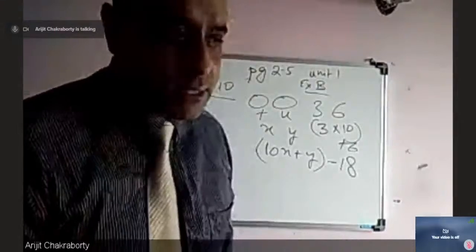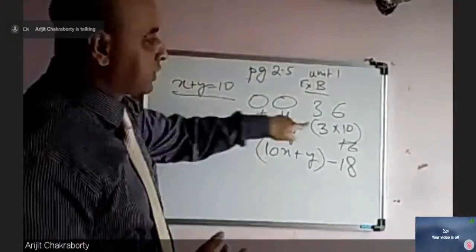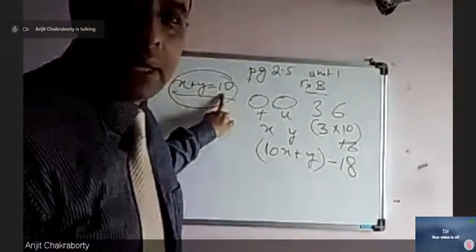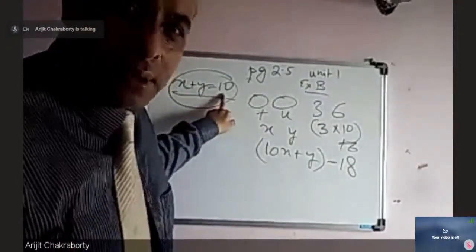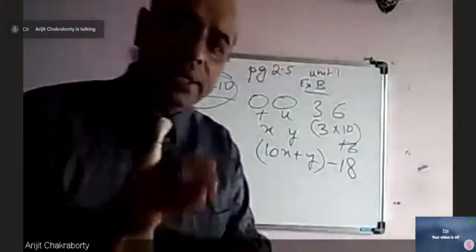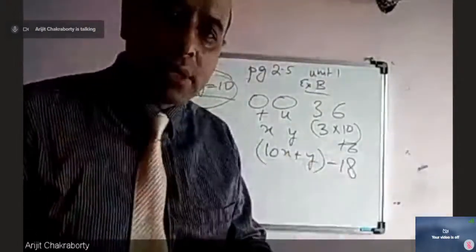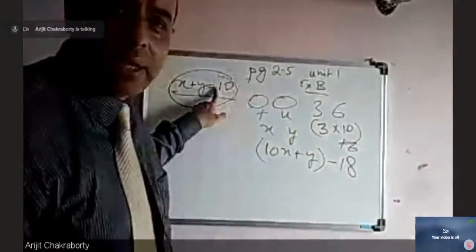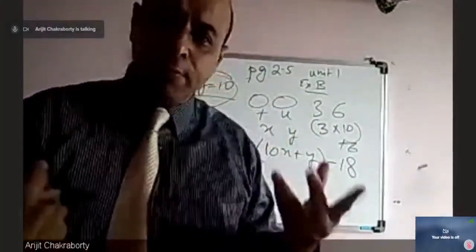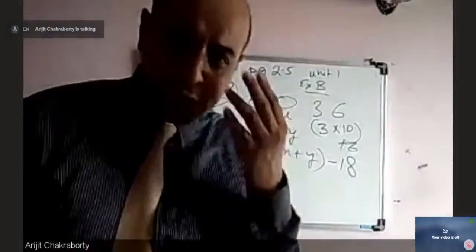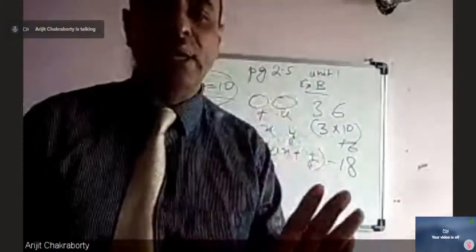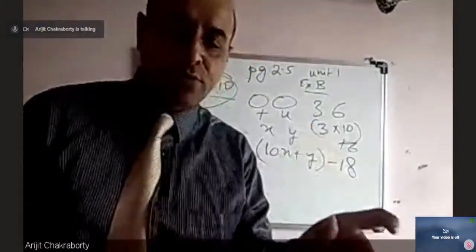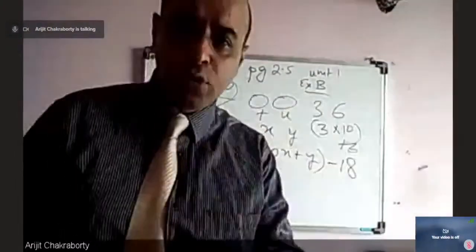That means the sum of the digits, already we know x plus y is 10. This is given. Now, if the digits are equal, what does that mean? Think of two digits. The sum is 10 and they are equal to each other. That means each digit is basically 5. So the number is 55, because 5 plus 5 is 10 and both the digits are equal.